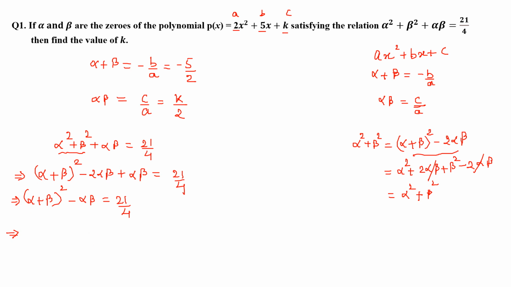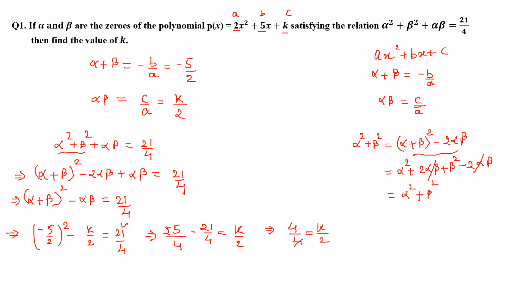So alpha plus beta whole square will become minus 5 by 2 whole square minus k by 2 equal to 21 by 4. Right? Now minus 5 by 2 whole square will be 25 by 4. Isn't it? This is 25 by 4, and then I am transposing 21 by 4 to LHS. So 25 by 4 minus 21 by 4 equal to k by 2. Now 25 minus 21 is 4 by 4 equal to k by 2. So from here we will get the value of k by 2 is equal to 1.